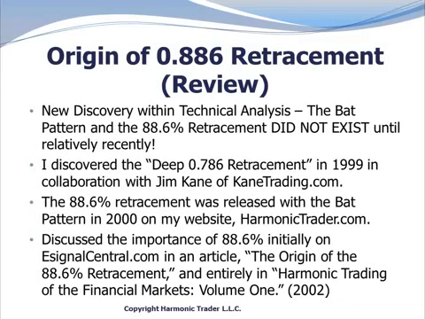first two books. I discovered what I thought was initially a deep 0.786 retracement in 1999 in collaboration with my colleague Jim Kane of CaneTrading.com, and I recommend thoroughly that you check out Jim's work. He does excellent work. The 0.886 retracement was released with the bat pattern in 2000 on my website, Harmonic Trader, initially.